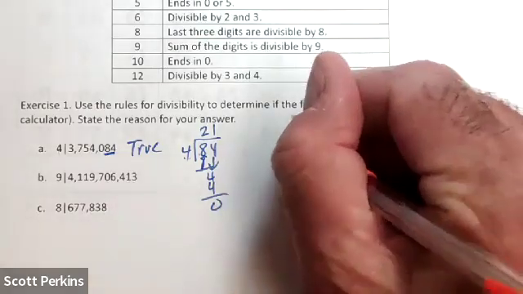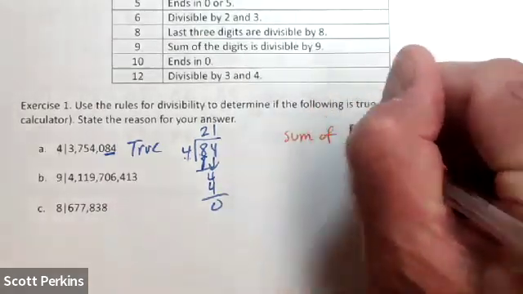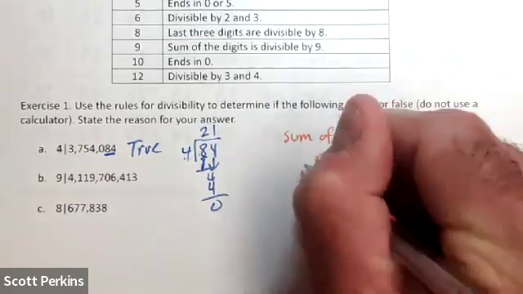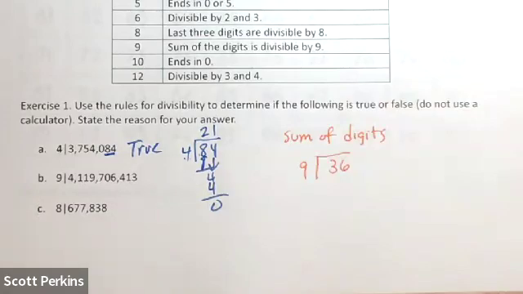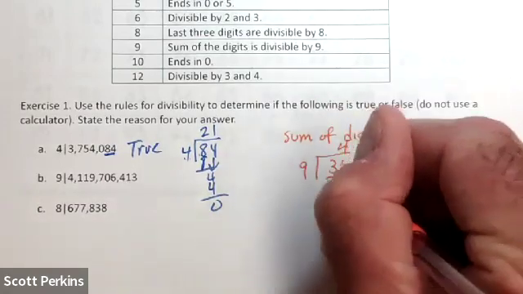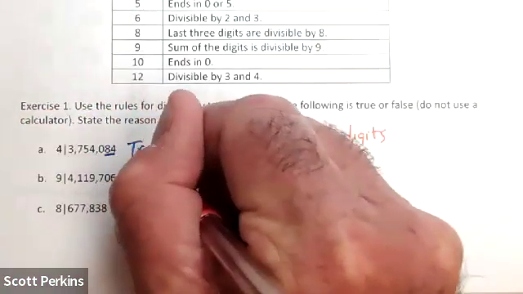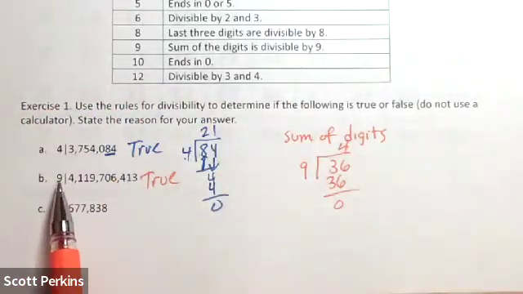So the sum of the digits in that number is 36. And so I want to know now, is 36 divisible by 9? Well, it is. 4 times 9 is 36, remainder of 0. So again, for B, it's true. And it's true because 9 divides into the sum of the digits.